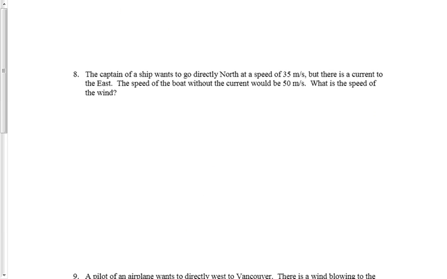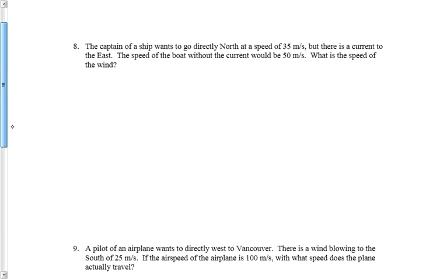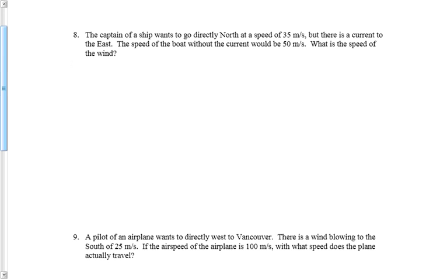All right, have a look up here, guys. We want to take a look at number 8, at least part of it. It says the captain of a ship wants to go directly north at a speed of 35 meters per second. Wants to go. That's a dotted line, right? That's where the ship goes. Okay, where does the ship go? Where it wants to go. So it's directly north as a dotted line, 35 meters per second.